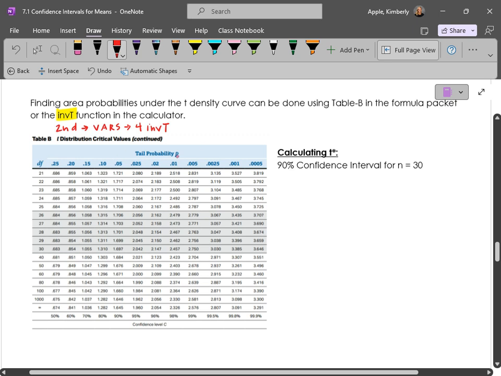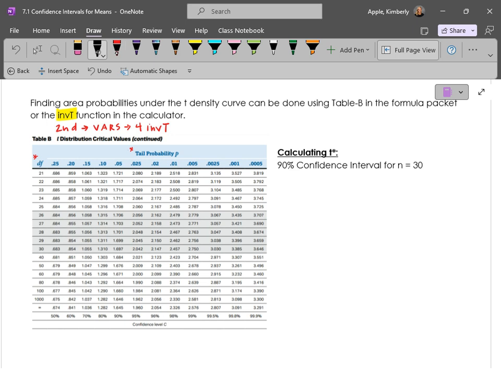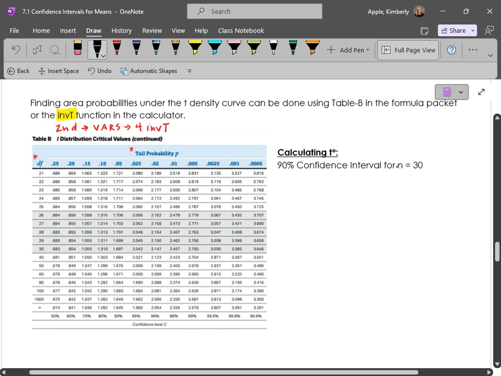So what we're actually trying to do is, I'm going to show you the table first, and then I'm going to show you the calculator. The table shows you the tail probabilities and the degrees of freedom. So if I am looking to calculate a 90% confidence interval for n equals 30 to get T star, this is what I need to think about. If I have the curve, I'm going to have 90% here. So how much in each tail? 5%. I'm going to split the remaining 10% equally. This should be kind of a review, right? So this is the tail probability.